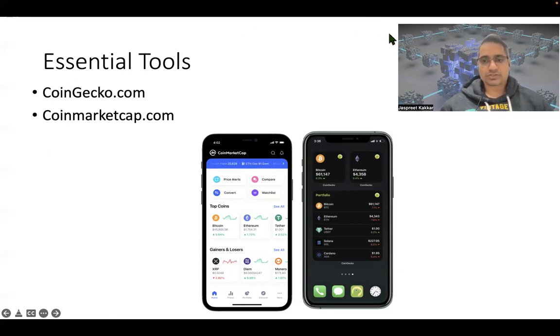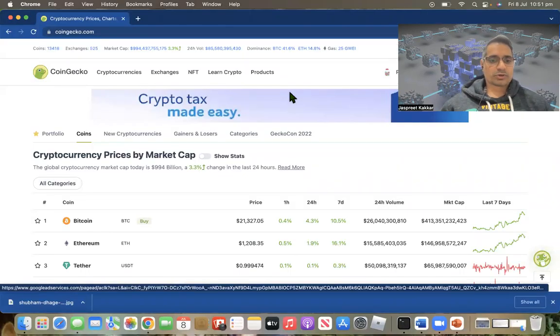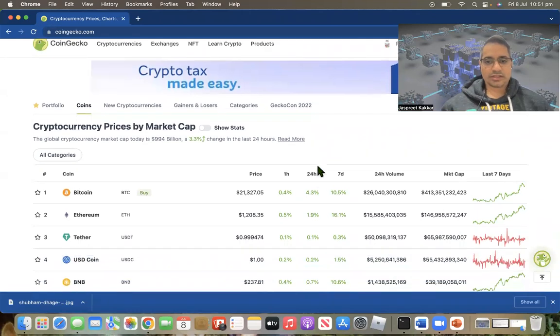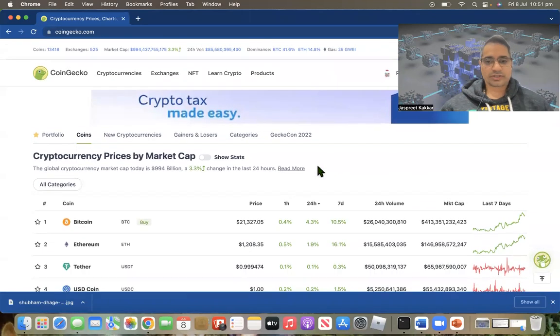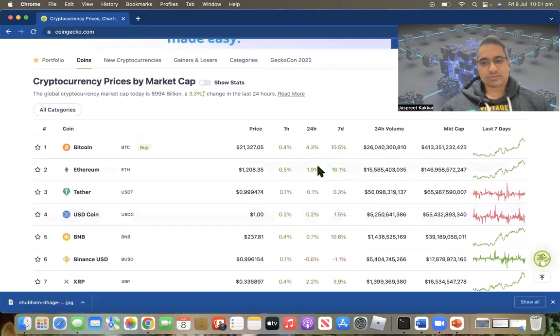Let me just switch screens. Now I'm in my browser. I have opened coingecko.com, and here you can see all the available cryptocurrencies. You can scroll through these. These are actually sorted by market capitalization, so you can see Bitcoin at the top.